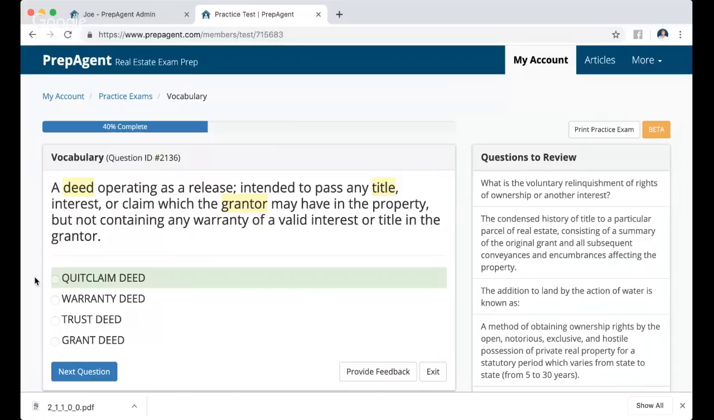Okay, so title is evidence of ownership. And a quitclaim deed is the fastest way to release title because there's no warranties, meaning what you see is what you get, which is why typically you would do that amongst people you're very close with, such as family.